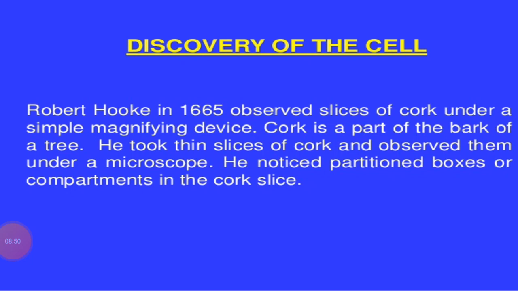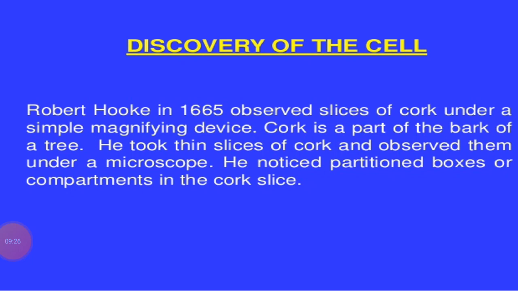How is the discovery of the cell possible? There is an instrument that makes it possible, and that instrument is called the microscope. How can we define a microscope? A microscope is an instrument which is used to magnify small things. That means the things that we are not able to see with our naked eyes can be easily seen with the help of this magnifying instrument, known as the microscope.